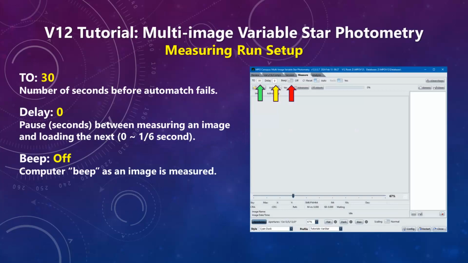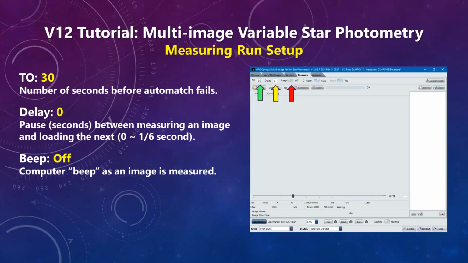Set TO to 30. This is the number of seconds that the program allows for an auto match to succeed or fail. If the auto match is not finished after TO seconds, the program stops the auto match and a failed message appears. Set delay to 0. This is the number of seconds to pause after measuring an image before automatically loading the next one, or to be ready for you to press the Enter button on the keyboard to continue.